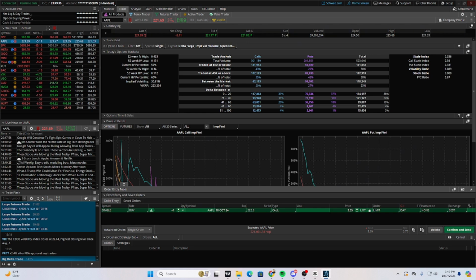Then we have the VWAP. VWAP is the volume weighted average price right here. This is the price that the stock has traded at the most throughout the day. It's basically an average generated throughout the day based on volume and price. For options traders, this helps gauge the average level of activity around certain prices, right? So touches on VWAP often become built into day traders' technical analysis.